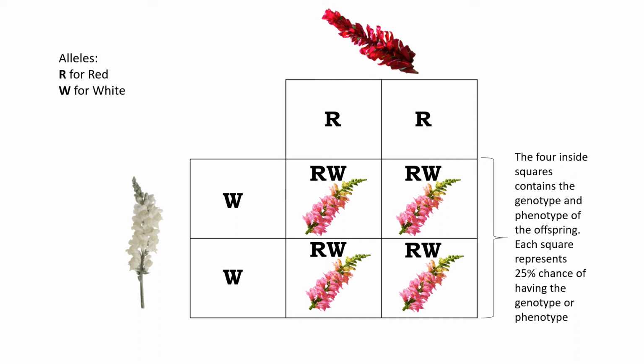So if each box represents a 25% chance of having the genotype or the phenotype, what is the chance that we will get a pink flower between the crossbreed of a snapdragon red flower and a snapdragon white flower? That's correct. It's 100% chance to have a pink snapdragon flower. So that's how the incomplete dominance Punnett square is done.